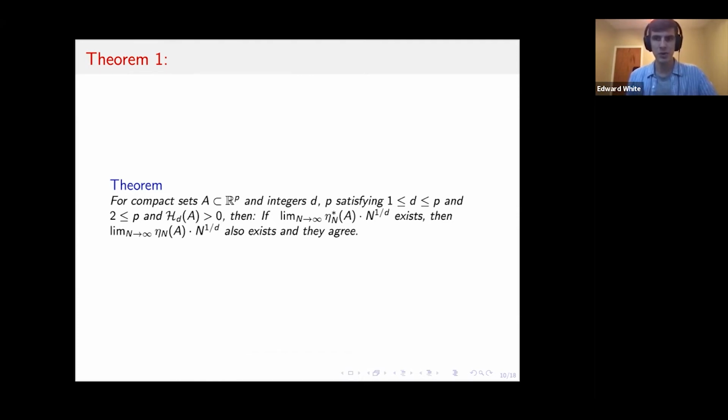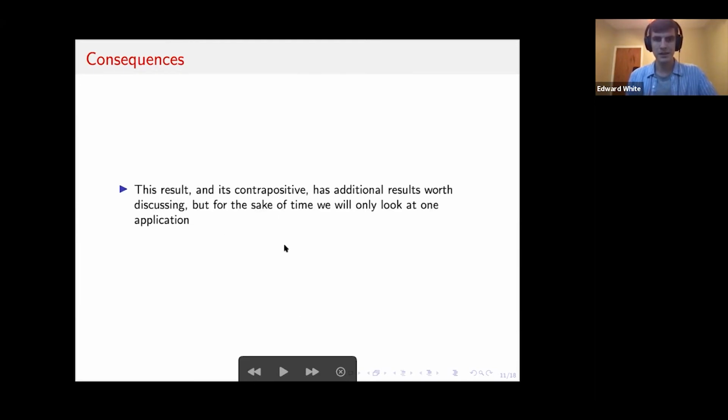where if you move a point and its covering sort of has a lot of overlap with neighbor points, you can sort of move that point around and still have that same degree of flexibility and not affect your covering at all. So as I said, this result and its contrapositive has some additional results worth discussing, but because of the limited time, I just wanted to look at the main application that we derived and was the focus of our paper.